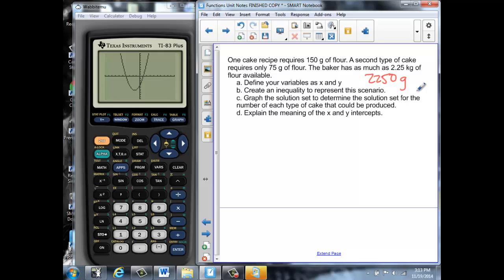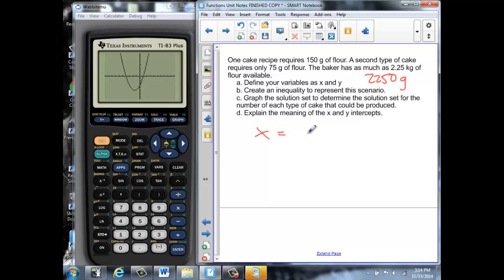Here's one more issue. Do you have to use all of your flour? You don't even have to use all your flour. You could make 5 cakes, or you could make 4 cakes, or 3, or 2, or 1. And so our goal now, I've got 4 questions for us to answer here. First one here, let's define some variables as x and y. I think I need to just do the first one for you.